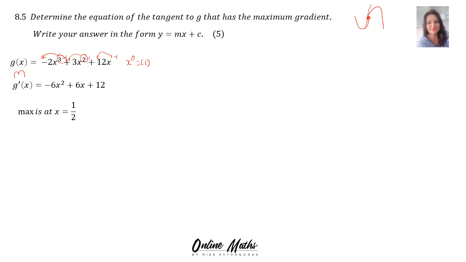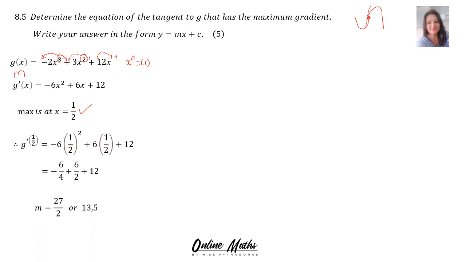Then we must understand that the maximum gradient will be at the point of inflection at x is equal to a half, which is actually worth a mark. And then we can work out what the gradient is there at a half by substituting that half into the derivative. So when you substitute it in there, and you work it out with your calculator, you find that the gradient is 27 over 2, or I would just go for 13,5. Then it's not so intimidating.